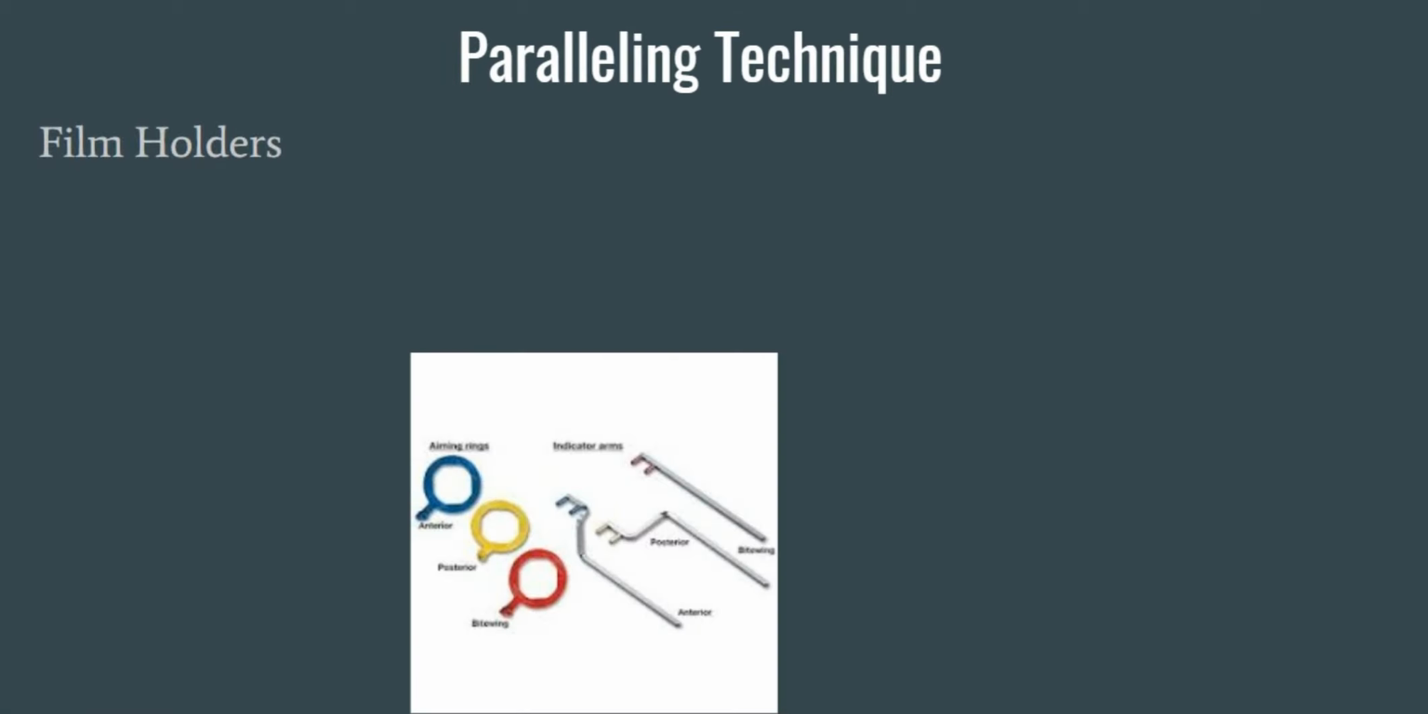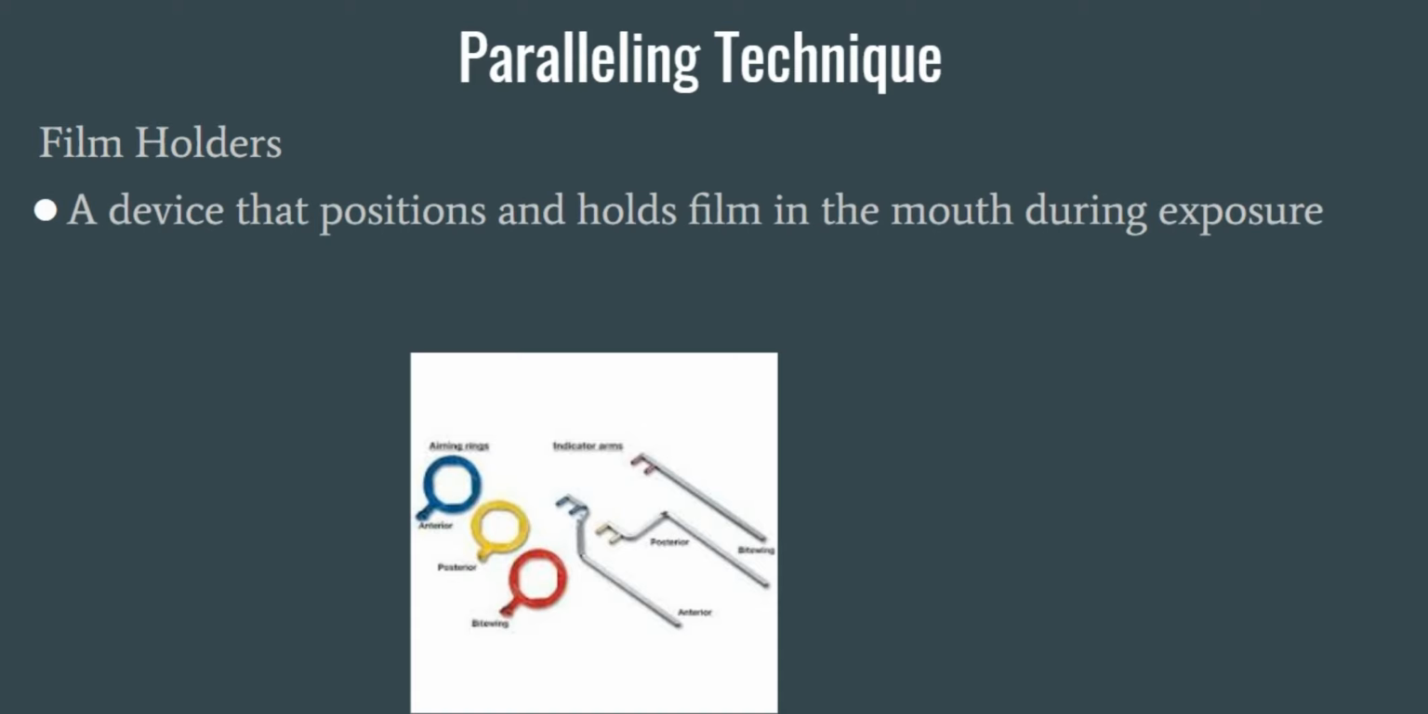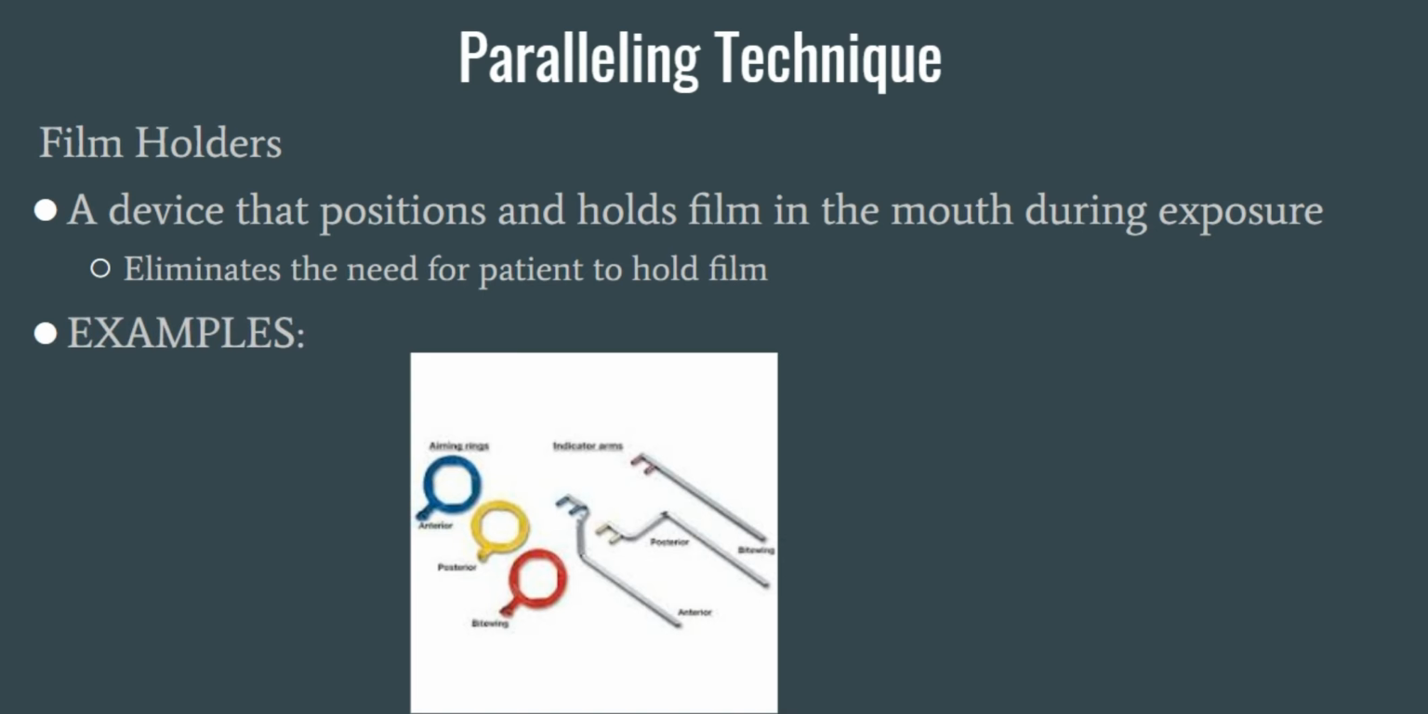And so I mentioned film holders. We cannot have the patient hold the film, so we have to have film holders. There's a couple different kinds that are available. Whichever one you get, it is a device that positions and holds the film in the mouth during exposure. This is so that the patient does not have to hold it in place, or you do not have to hold it in place. And some examples we have here.